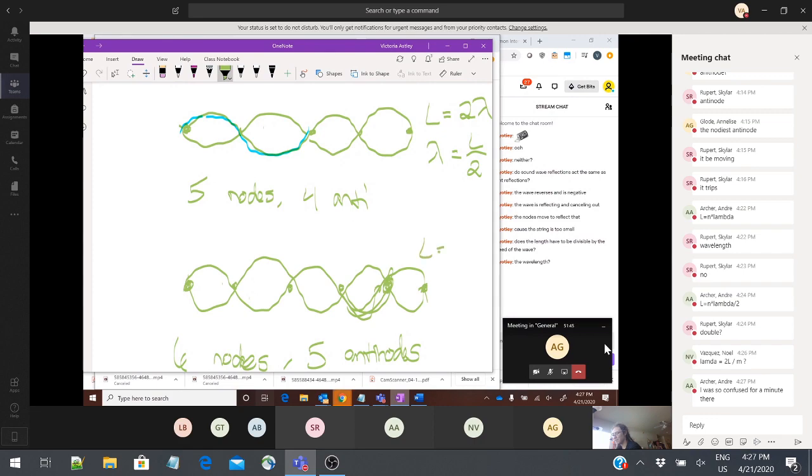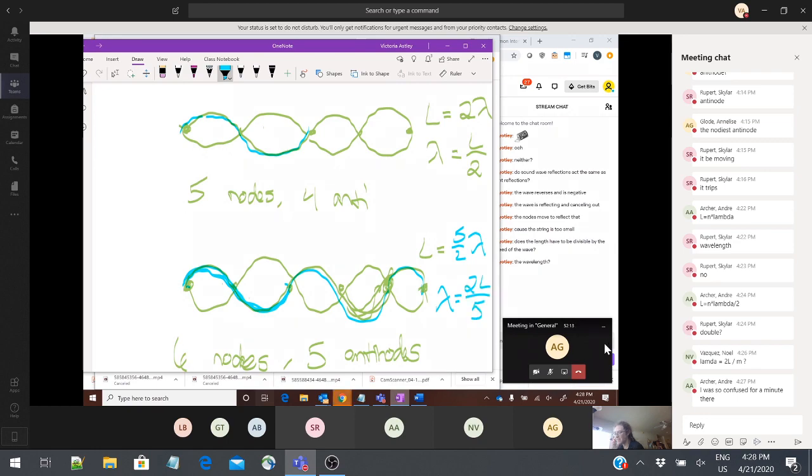So this one is a little bit harder. We can do it the other way. Okay, there is 1, 2 and a half. So 5 halves lambda. Lambda is 2L over 5, so it's 2/5 of the length.